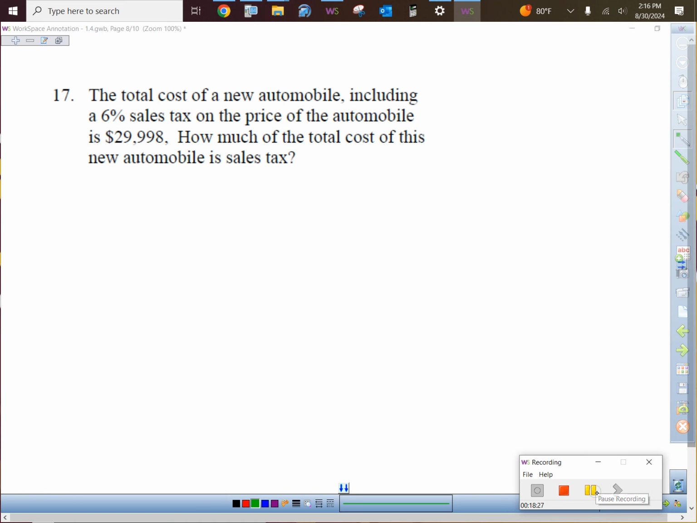This next guy, no. The total cost of a new automobile, including the sales tax, right, is this much. That's the final thing that you paid, right? When you bought your car and paid tax on it, that's the final, right? That's everything. How much of the total cost is this in sales tax? We're going to cheat the system a little bit and make our lives easier. You know what would be cool to know? What the original price of the car was.